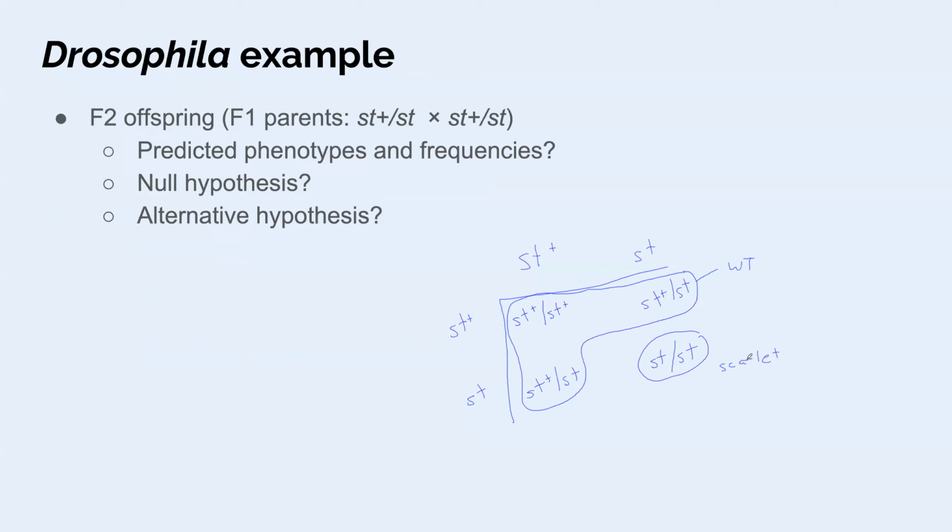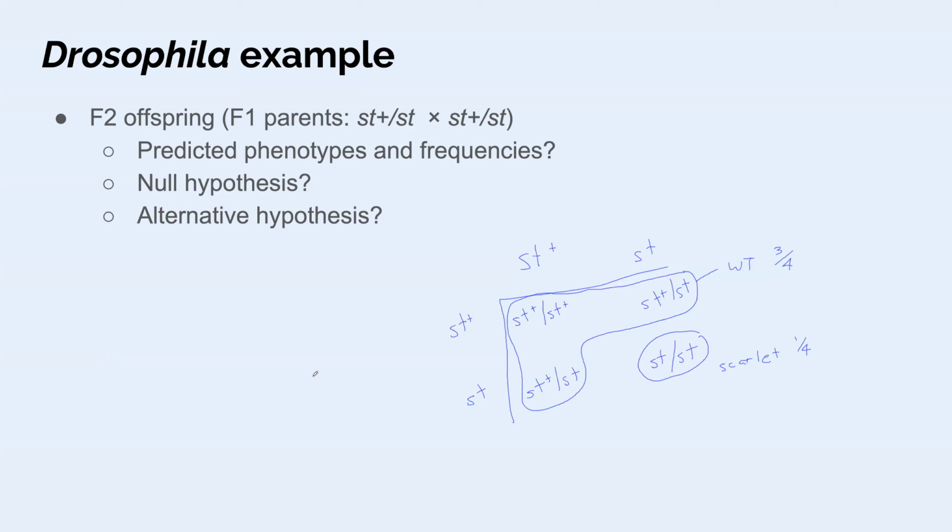We can use these as predicted ratios, right? 3/4 of our offspring we expect to have the wild type eye color, and 1/4 of the offspring we expect to have the scarlet eye color. Let's say we count a number of offspring. Our null hypothesis is that the number of wild type offspring is going to be about 3/4 of the total, and the number of scarlet offspring is going to be about 1/4 of the total. So whatever that total is, we should be able to observe this 3/4, 1/4.